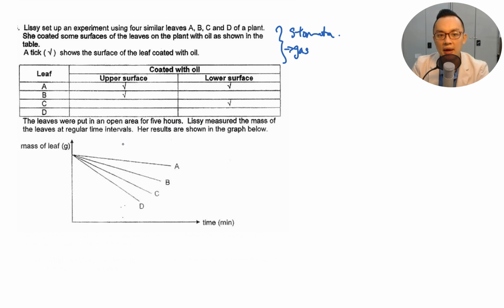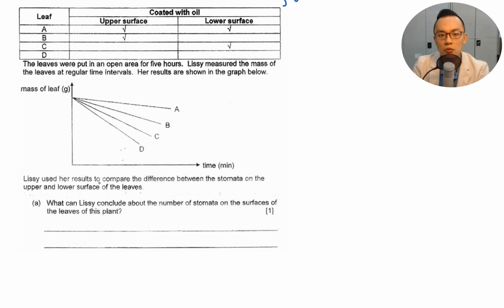So Lizzie measured the mass. So A is the heaviest, then B, C, and D. And she wanted to use her results to compare the difference between the stomata on the upper and lower surface of the leaves. So what can Lizzie conclude about the number of stomata on the surfaces of the leaves?